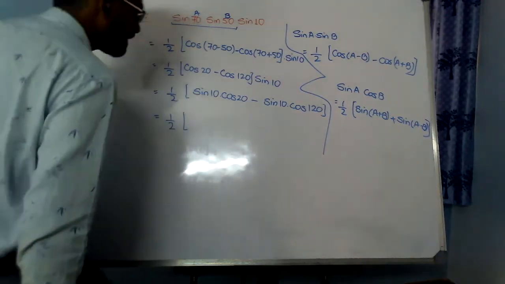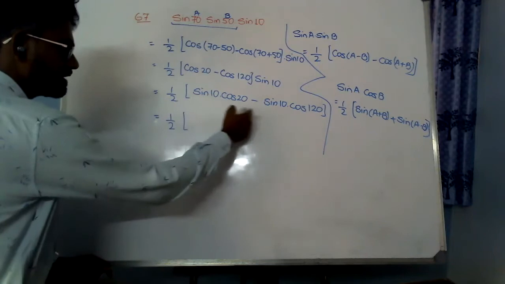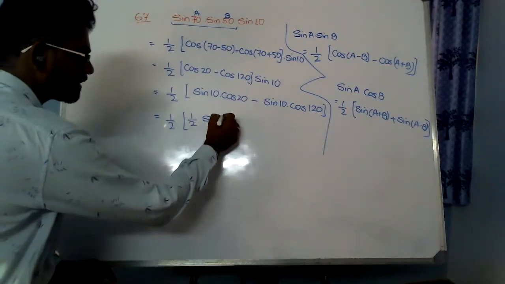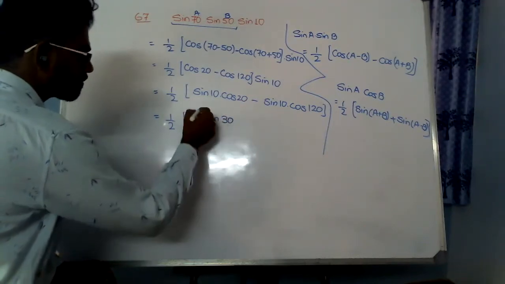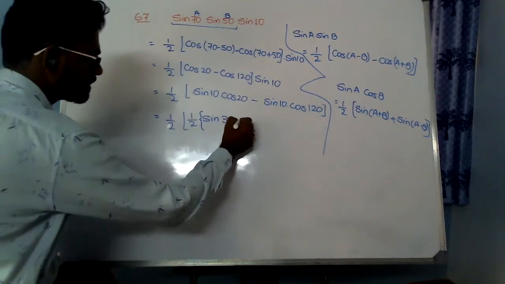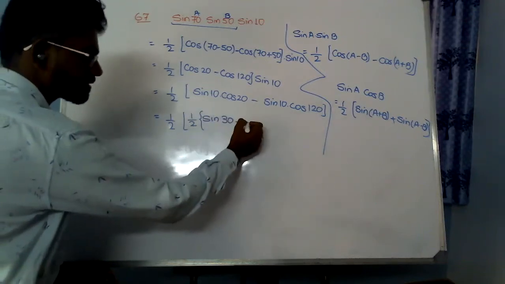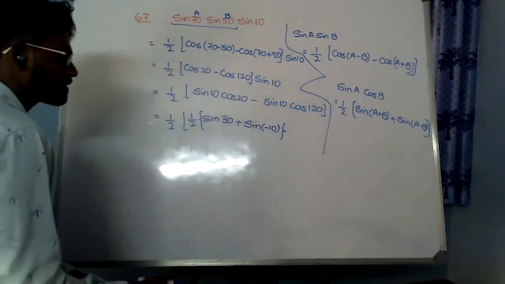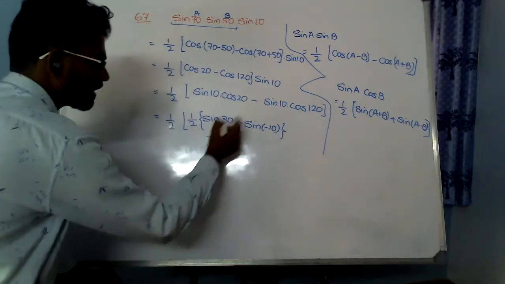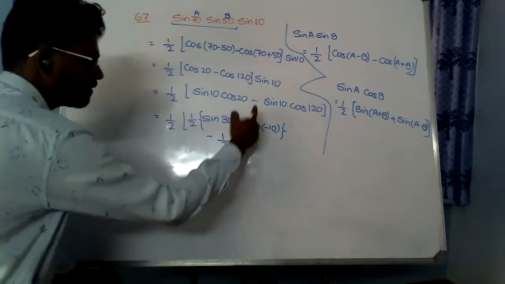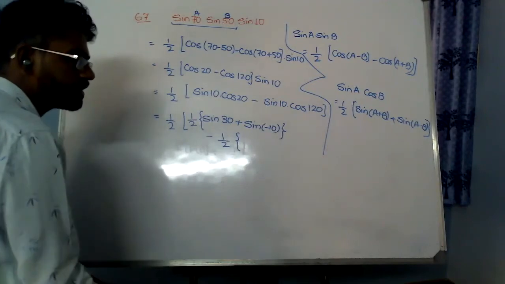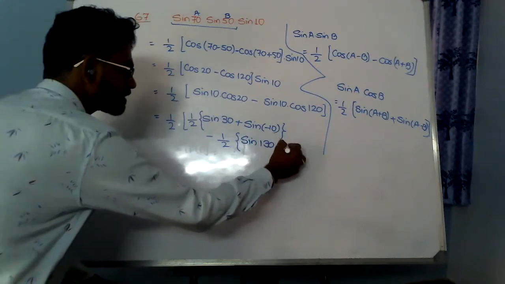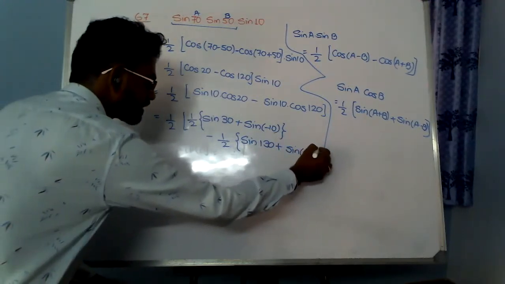Now if I apply that formula here, for this one I'll get 1 by 2, sine A plus B, that is 10 plus 20, so sine 30, plus sine A minus B, that is 10 minus 20, sine minus 10. Then there was a minus, so I'll put a minus. Again 1 by 2, A is 10, B is 120, so sine A plus B, sine 130, plus sine A minus B, sine minus 110.